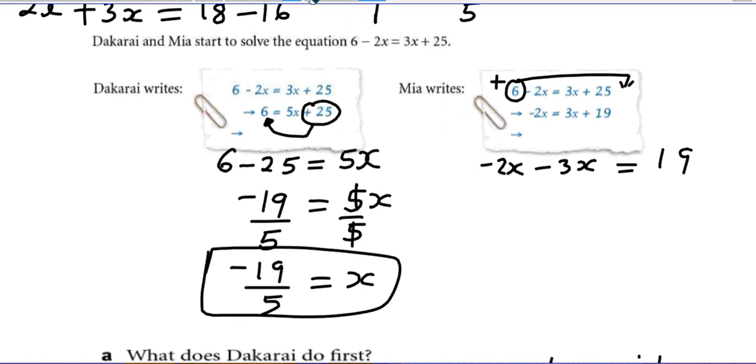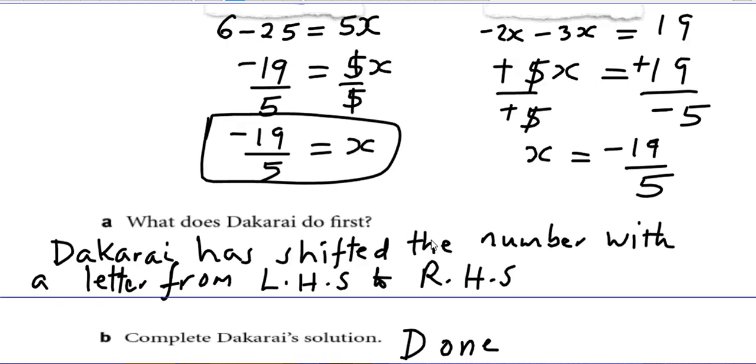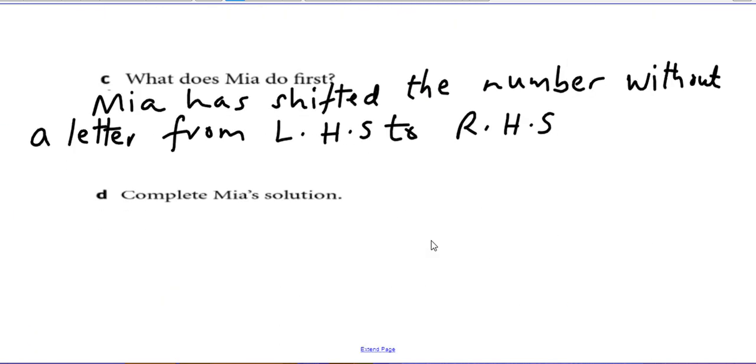Then do negative 2x minus 3x, this will be negative 5x equals to 19. To find the value of x, we need to divide by negative 5. Divide by negative 5. This will become positive. And this will be x equals to positive divided by negative is a negative, 19 divided by 5 remains the same, 19 over 5. Okay, so far so good. So complete Mia's solution. That is done.